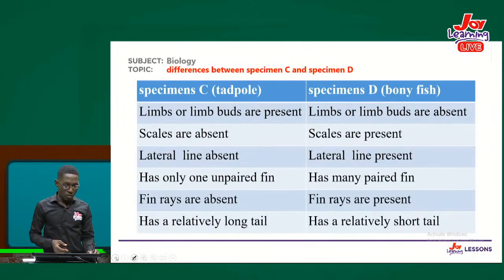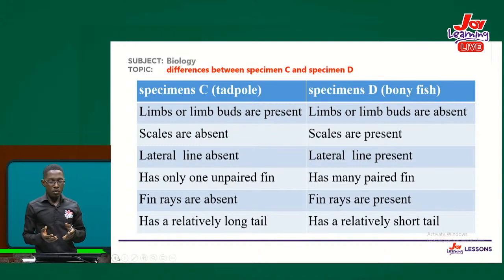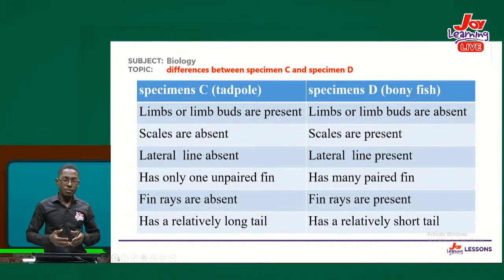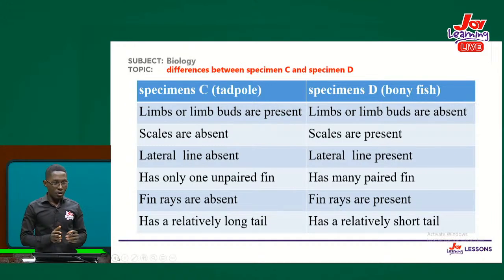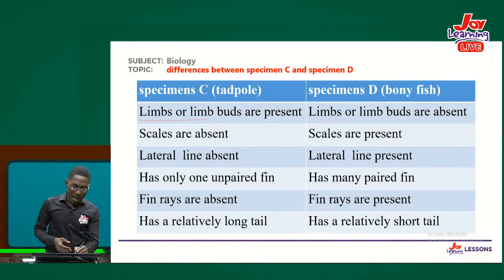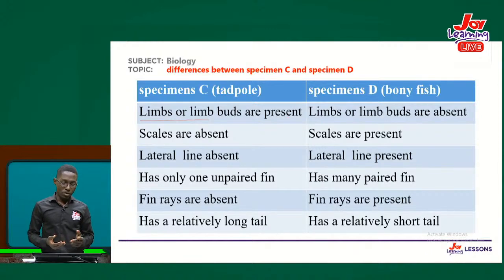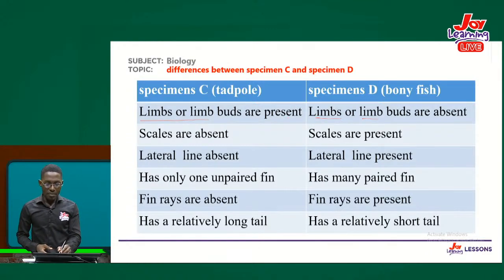Now let's look at the table of difference. I took only one as an example for you to look at how we write it. The two things in front of you is the tadpole and the bony fish. Look at how we word it and how we pair them. We start with the limbs. On tadpole, we are talking about limbs. What is the issue of limbs on tadpole and the same on bony fish? So we are saying limbs or limb bud are present in tadpole. Limbs and limb bud are absent.